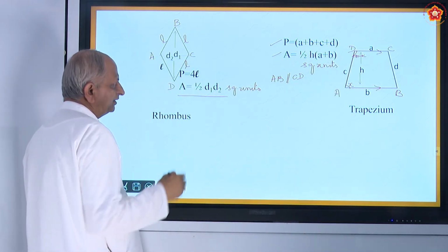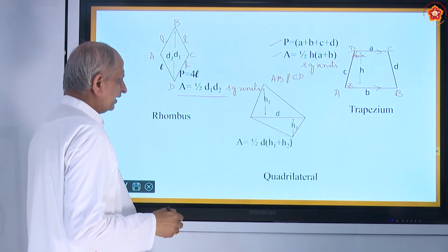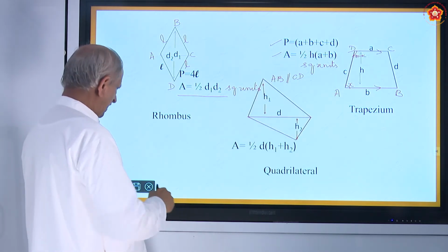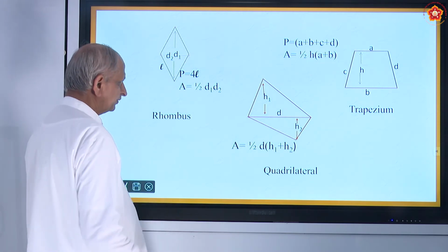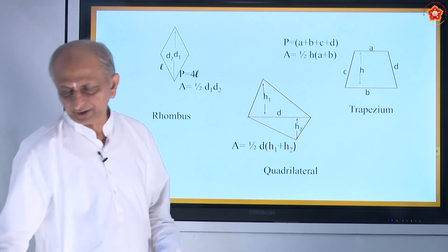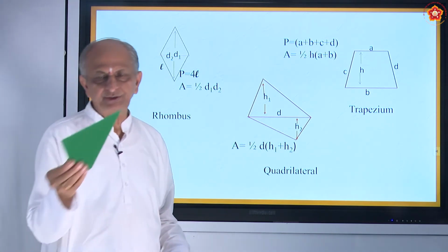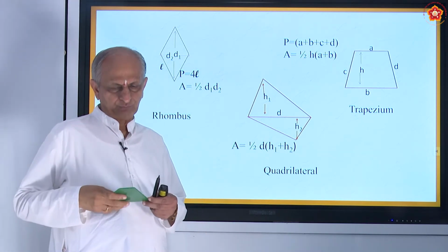Okay, that is the 5th type of quadrilateral. And last but not the least, we say a general quadrilateral. For example, this is a trapezium which I am referring to.